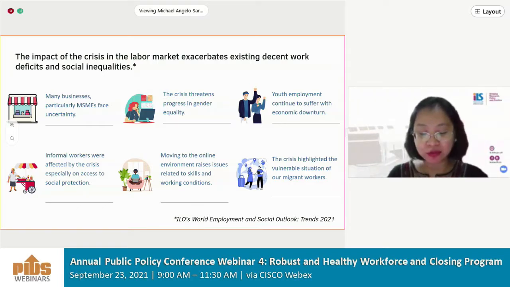Based on ILO's World Employment and Social Outlook Trends 2021 report, the crisis has worsened existing decent work deficits and social inequalities, as also mentioned by our presenters and my co-panelists. While many enterprises, especially the small, micro, and medium ones, are facing uncertainty, many workers are joining the ranks of the unemployed or those still seeking work. Further, women, youth, and workers in low-skilled jobs, often in the informal economy, have been hit harder than other groups. While certain sectors and industries have successfully moved online, pointing the way towards exciting innovations in the world of work, issues on working conditions and skills were raised.